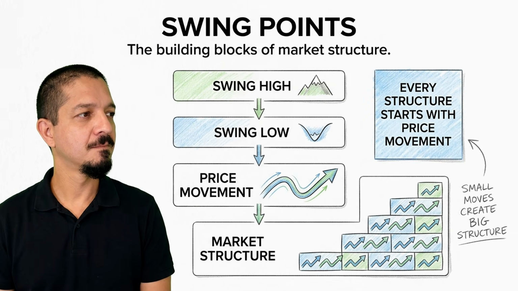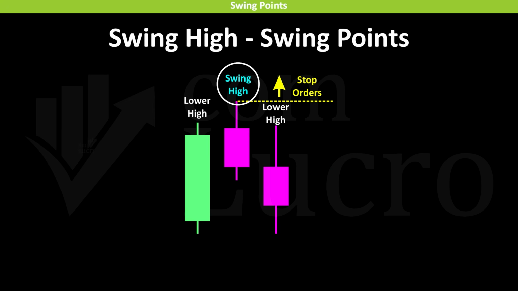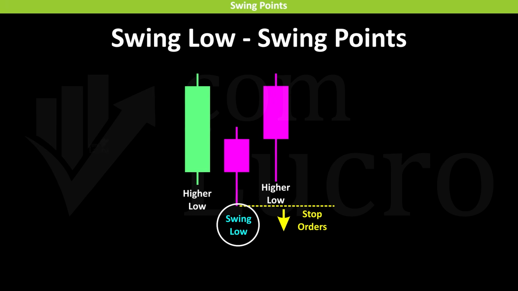But structure does not exist on its own. It is built from individual price movements on the chart. This brings us to the next concept. What are swing points, and how do they relate to liquidity? Swing points are defined as either swing highs or swing lows. To identify a swing point, we use a three-candle structure. In a swing high, the candle in the middle has a higher high than the candle to the left and a higher high than the candle to the right. In a swing low, the candle in the middle has a lower low than the candle to the left and a lower low than the candle to the right.